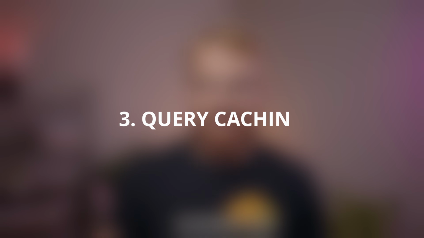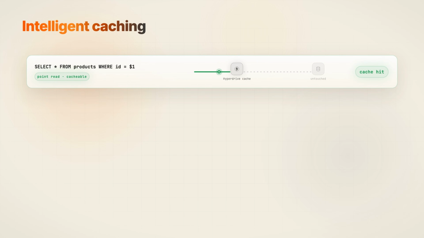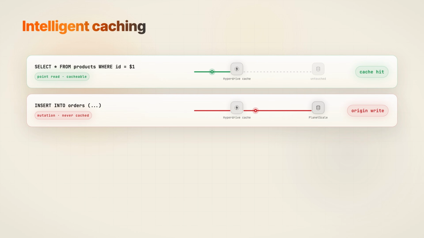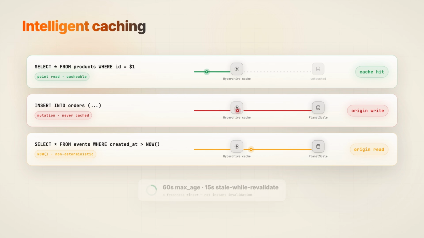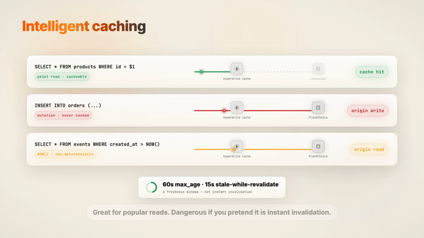3. Query caching. Now the real powerhouse. Hyperdrive can intelligently cache queries. This is enabled by default, but of course you can configure it or disable it. Because Hyperdrive actively parses the database wire protocol, it knows the exact difference between read-only and mutation queries. A standard select query is cached safely, but a write or queries that contain a non-deterministic function like now or random skip the cache and go directly to your database.